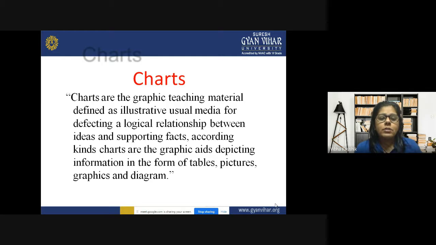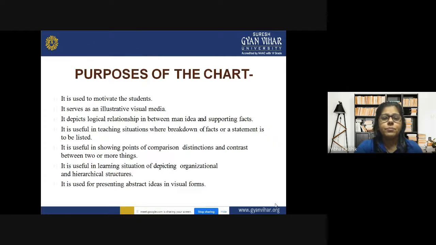According to this, charts are graphic aids, and we can call charts graphical aids through which we can present something and depict information. These charts are used to depict information in the form of tables. We can show tables, pictures, graphics, and diagrams related to that chart.